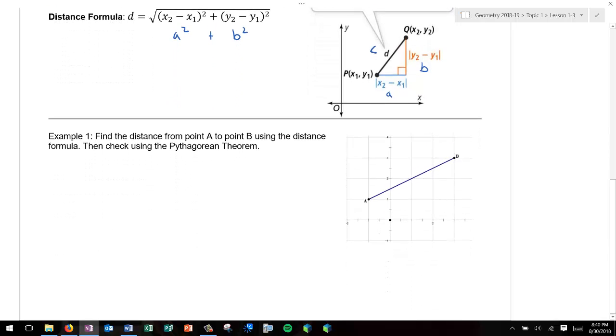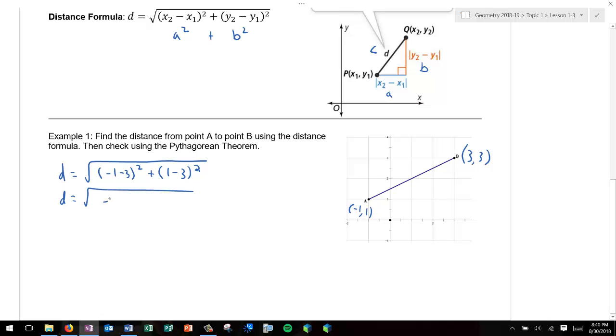So let's take a look at an example. They gave us A, B here, and they want us to find the distance using the distance formula and then check using the Pythagorean theorem. So if we look closely, it looks like point A is negative 1, 1, and it looks like point B is at 3, 3. So using the distance formula, we would do the square root, and my two x values are negative 1 and 3, so it would be negative 1 minus 3 squared plus, and then my y values are 1 and 3, so 1 minus 3 squared.